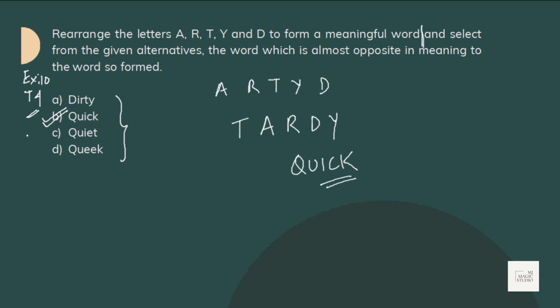We need to identify a word and then the word which is opposite in meaning to the word we have formed. So tardy is sluggish, slowish, or delaying, and the opposite would be quick, swift, maybe like that. So out of the four options, I prefer to take quick, that is option B.